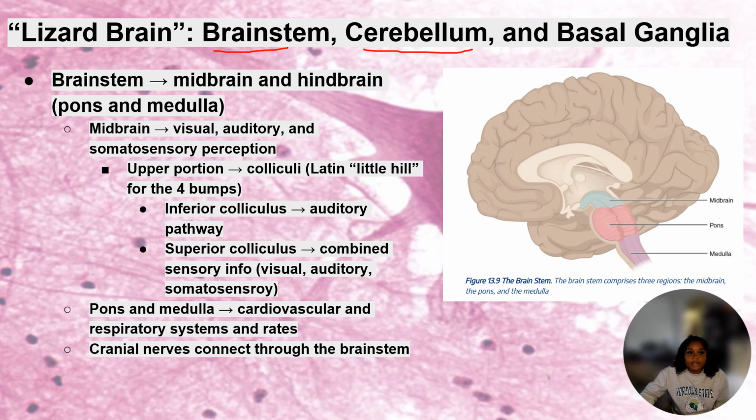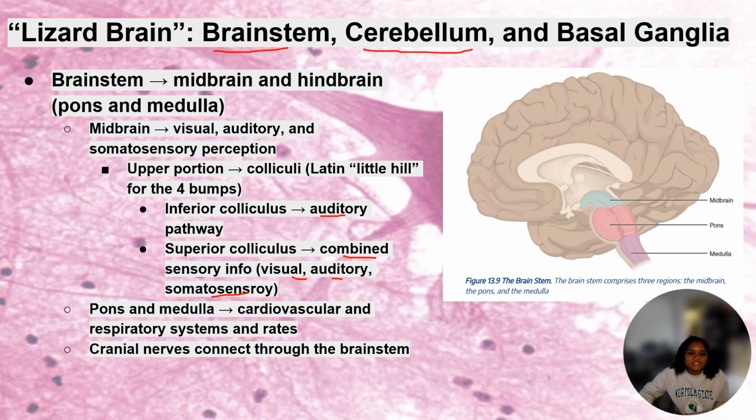So the midbrain is visual, auditory, somatosensory perception. That's kind of where it's located. The upper portion of your midbrain is the colliculi. That's Latin for little hill, which describes what it looks like, for the 4 bumps that it has. And the inferior colliculus is the auditory pathway. And the superior one is a combined sensory info for visual, auditory, and somatosensory. And then I just misspelled it, my bad.